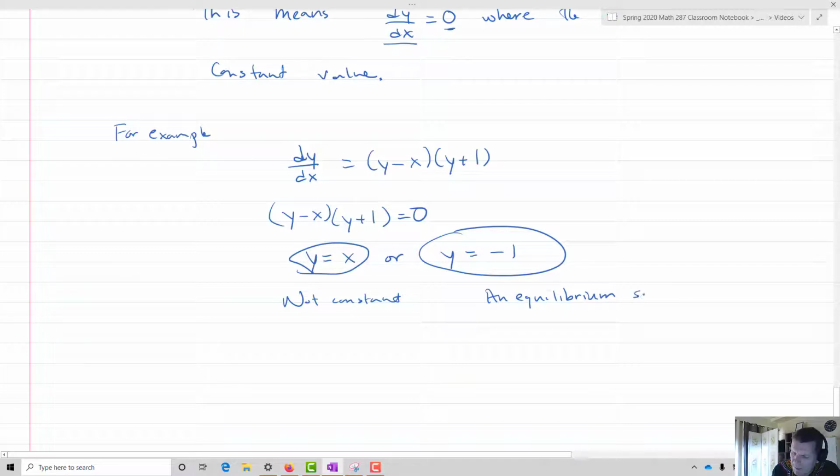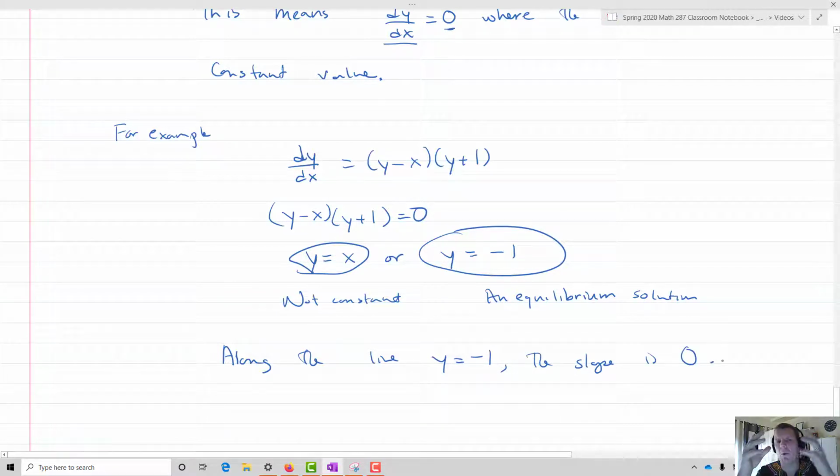And so what that tells me is, along the line y equals negative 1, the slope is 0. And that's going to be really, really valuable for us, because it's where our solution curve is going to approach but never actually hit. It's going to get really, really close because you can't move off of the equilibrium solution.